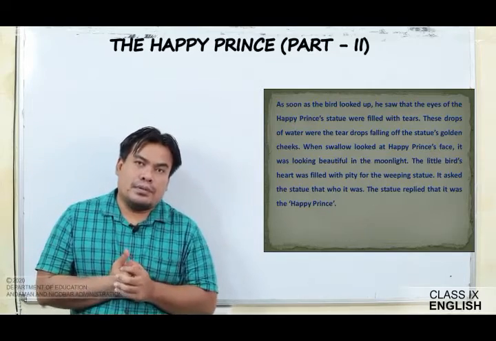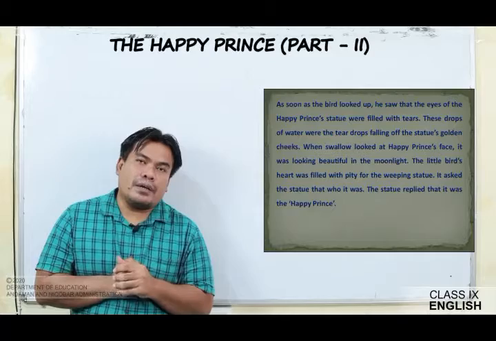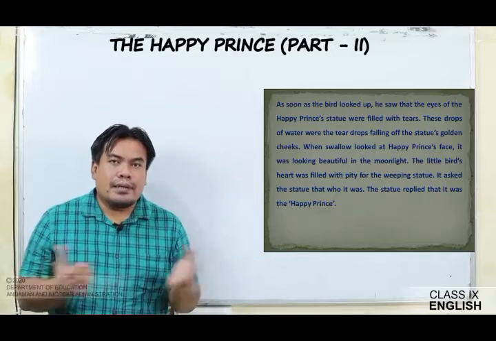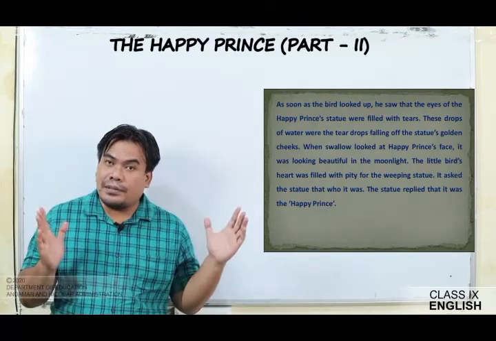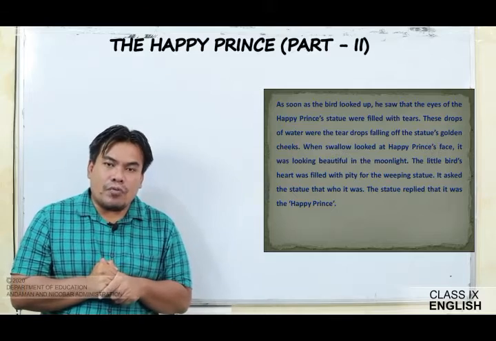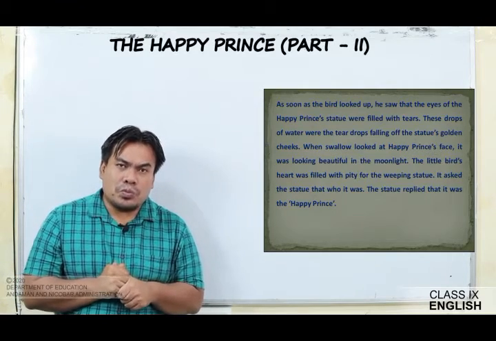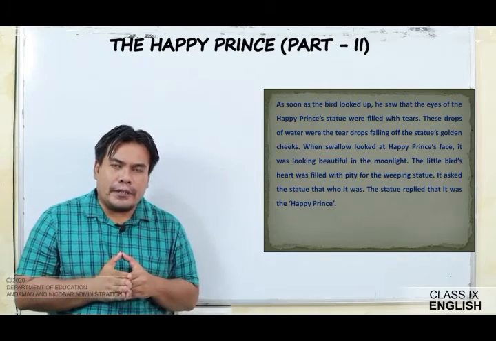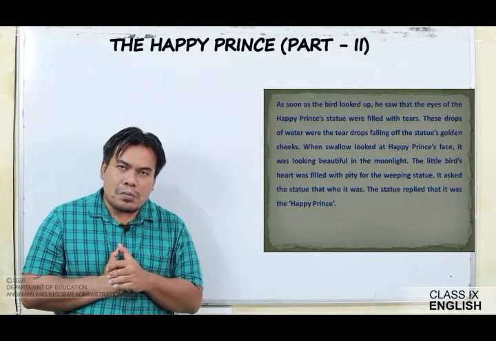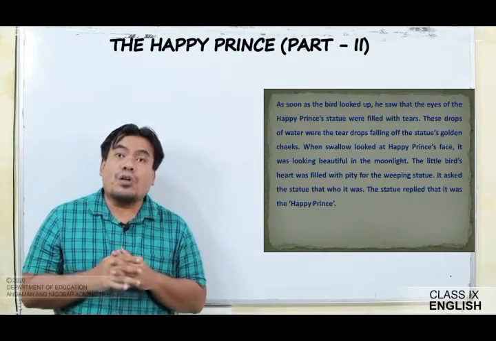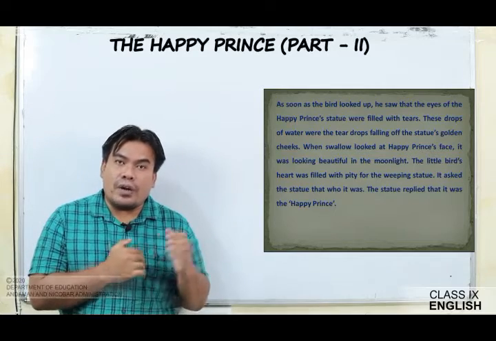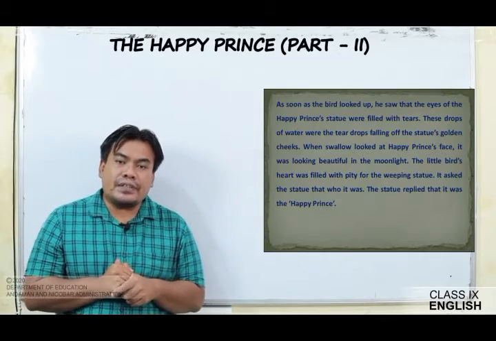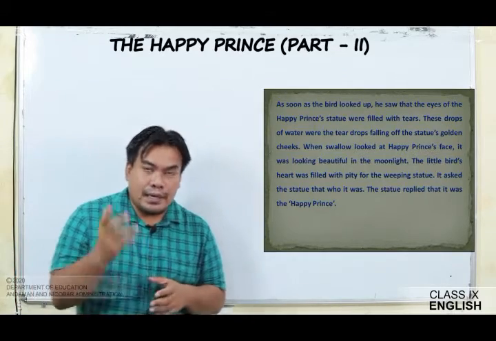Of course, when the tears were falling from the eyes of the statue, it appeared that diamonds were falling because of the moonlight. The little bird's heart was filled with pity for the weeping statue. Here, this statement is talking about the feeling of the swallow. The swallow was feeling pity on seeing the statue's tears falling from the eyes of the prince. The statue replied that it was the happy prince. Okay, so let's proceed.